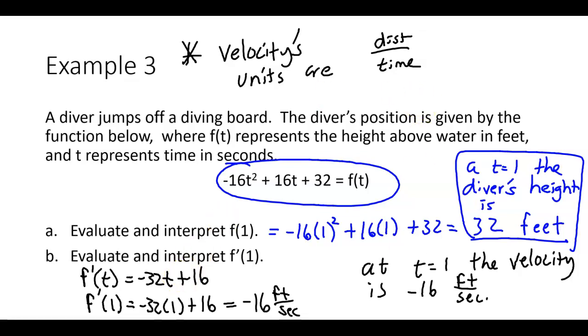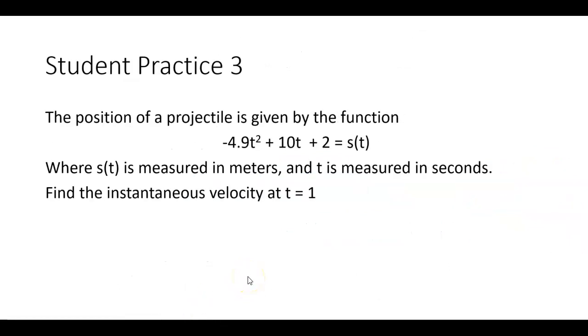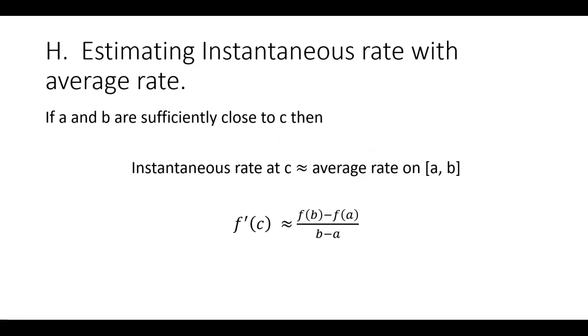All right. I got one more example for you and then we're done. Here we go. So, estimating instantaneous rate with average rate. Now, we've done this before. Guys, let's say I want to find the slope of this curve at that point right there. Don't you agree, like, sometimes you can't get the derivative. Sometimes it's impossible to find the derivative. Maybe I don't give you the function.